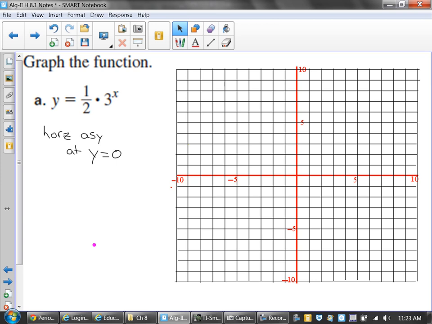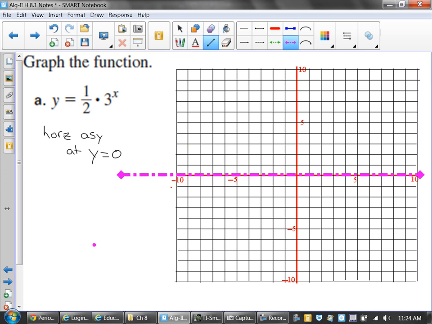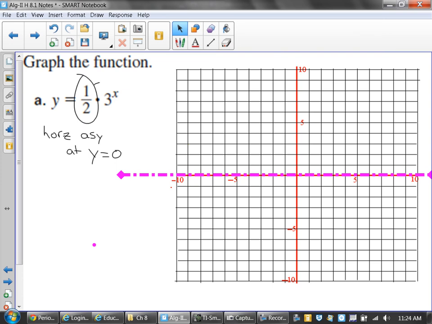At y equals 0. And I also know that my y-intercept is going to curve where? At 1/2. So I know the two things that happen: the horizontal asymptote at y equals 0, and this is my value of a. So I have a y-intercept at that value of a. And now I have to figure out some other point to plot.